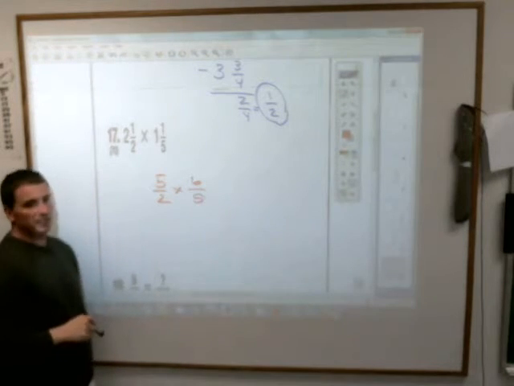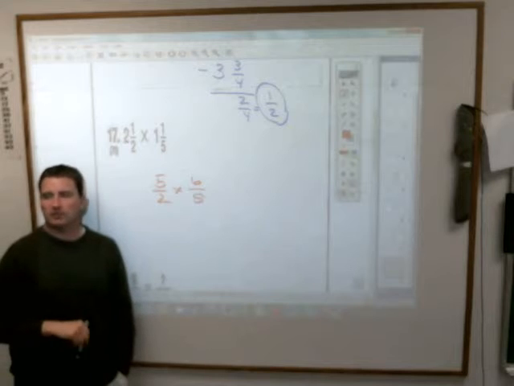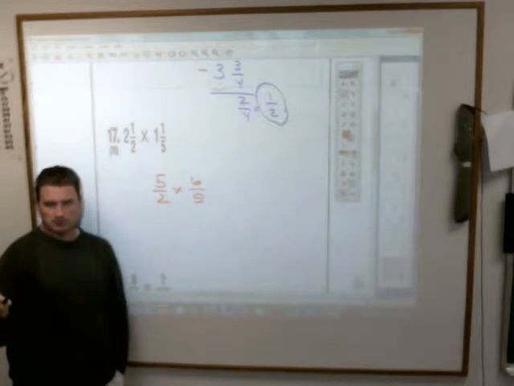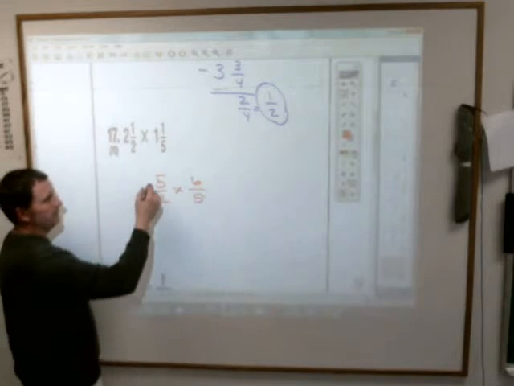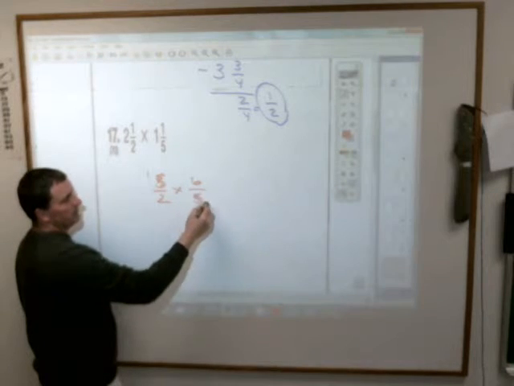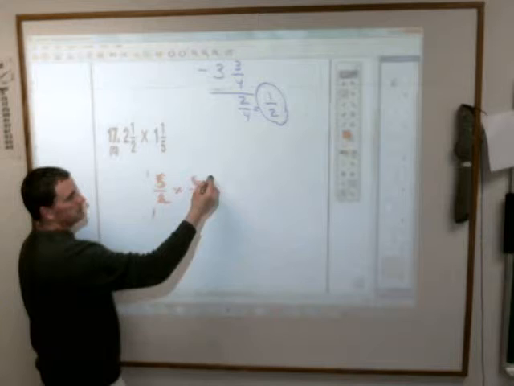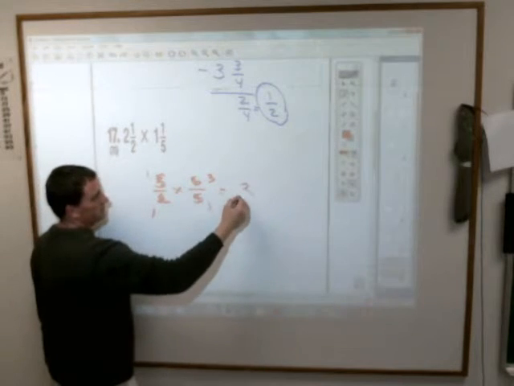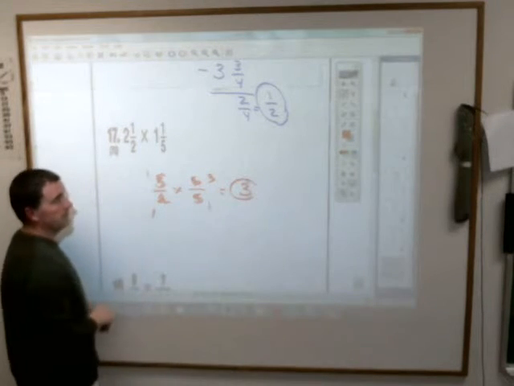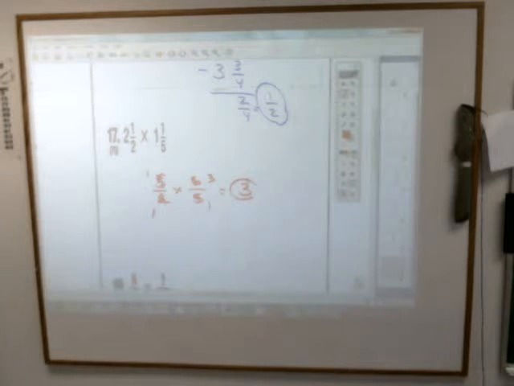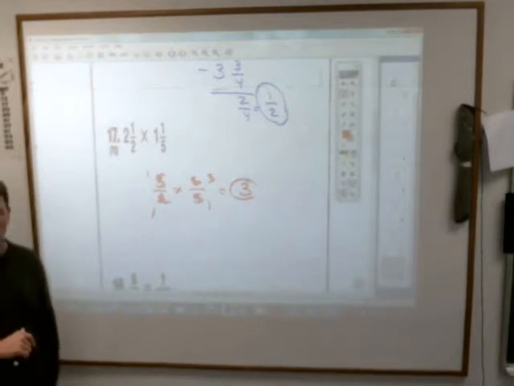And then remember what I suggest at this point doing to make your life easier? Cross canceling. 5 goes into 5 once, 5 goes into 5 once, 2 goes into both of these, so 2 goes into there once, 3 goes into there, and your answer is 3/1. You don't have to, but it certainly makes life a lot easier in my unbiased, unprofessional opinion.